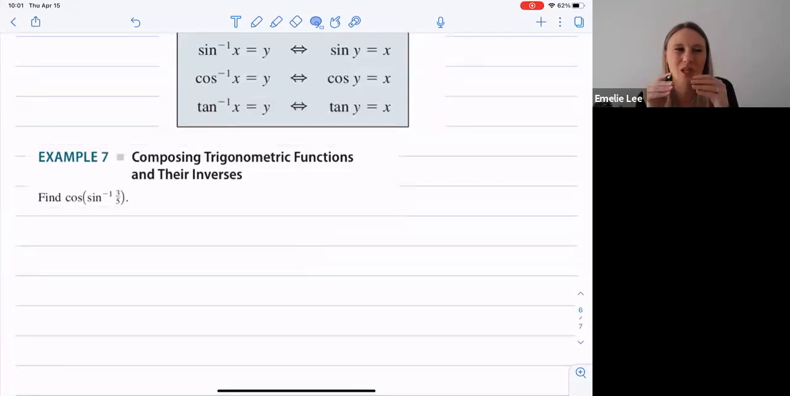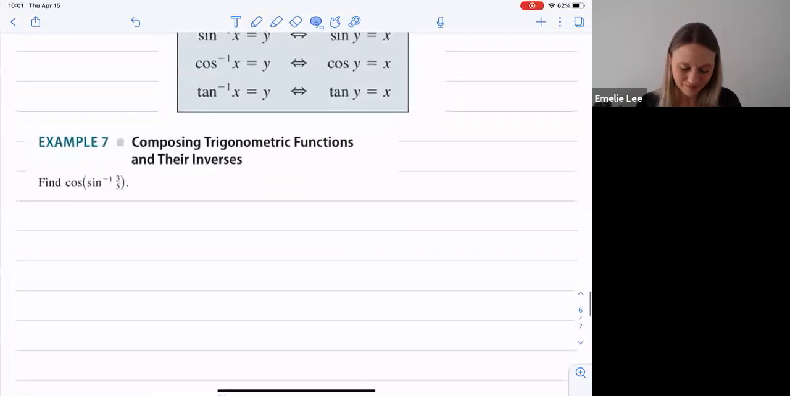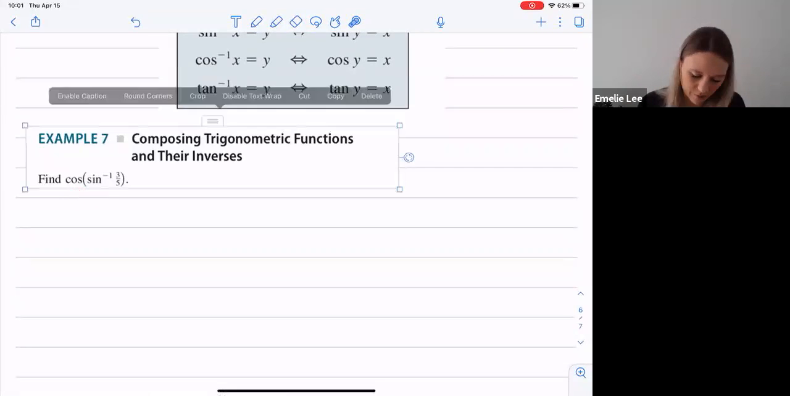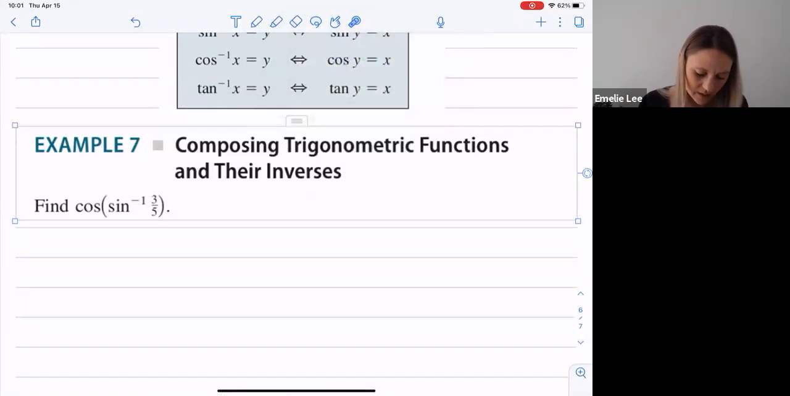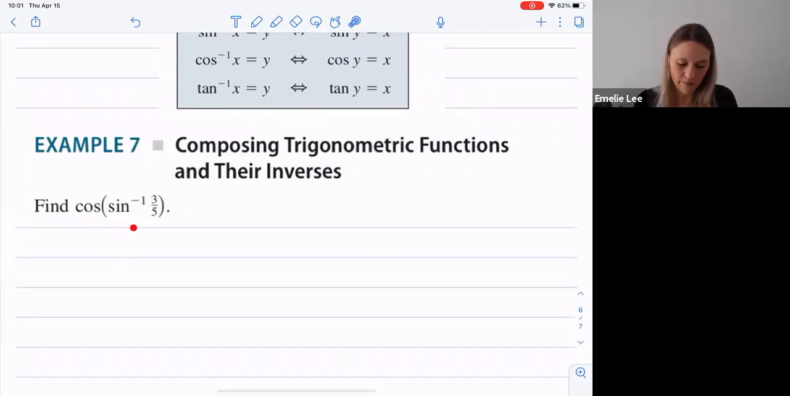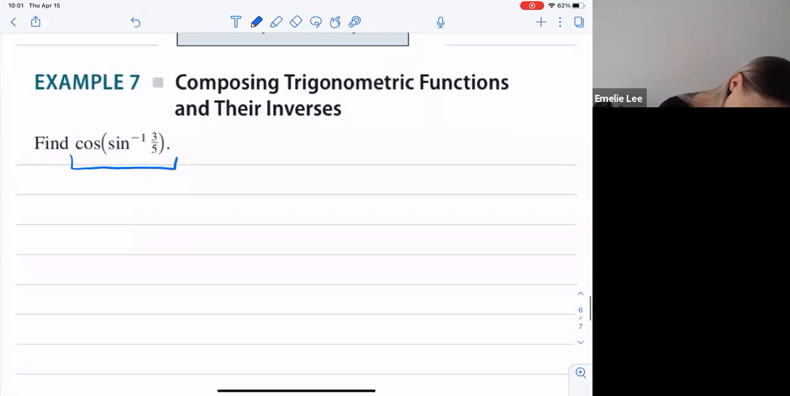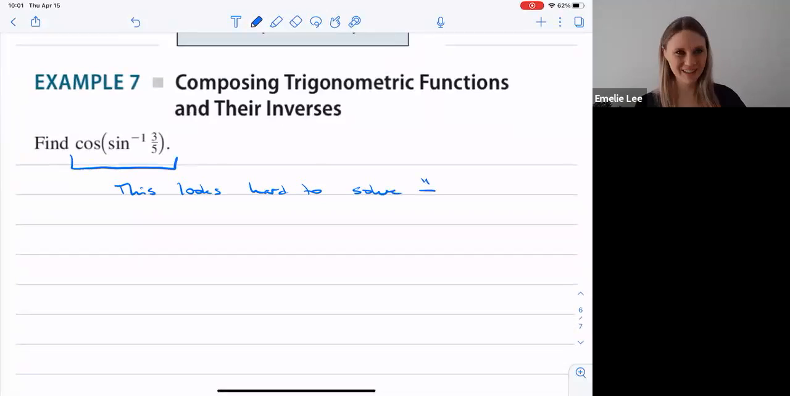I wanted to focus your attention on some very specific problems. At first glance, this looks absolutely terrible. In fact, I'll blow it up even more. At first glance, this looks like I'll never be able to solve that. This looks hard to solve. But don't worry.